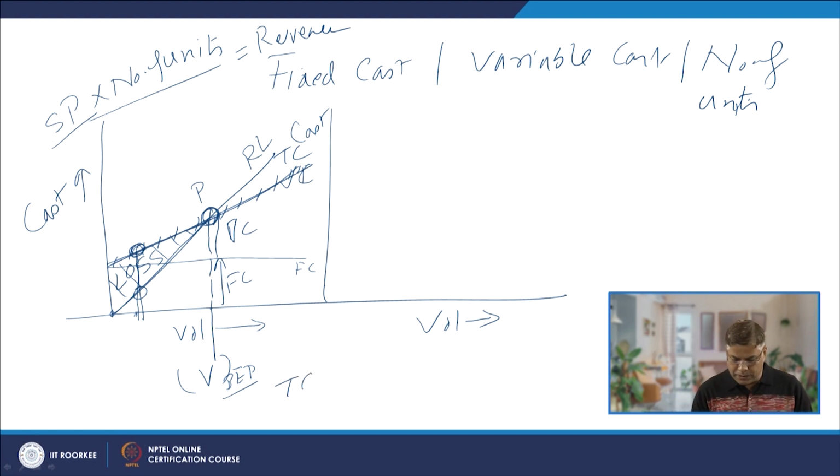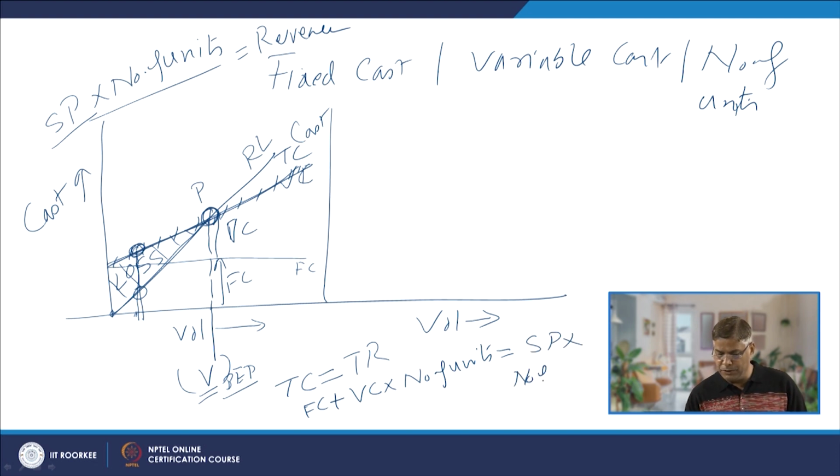For this point, the total cost to produce this much number of items or this much volume of the items will be equal to the total revenues generated, TR, which means the total cost, which is the sum of the fixed cost plus variable cost per unit into the number of units produced, is equal to the sale price into the number of units sold, that is equal to the number of units produced. So, for the break even point, total cost and total revenues generated will be equal, and that is happening at this much volume, V BEP.